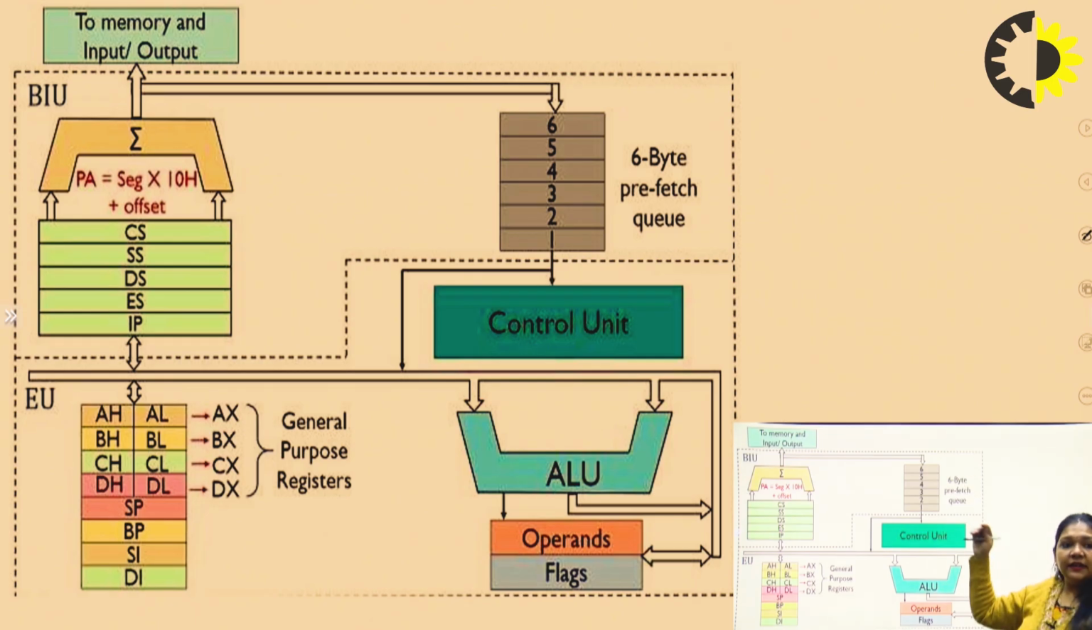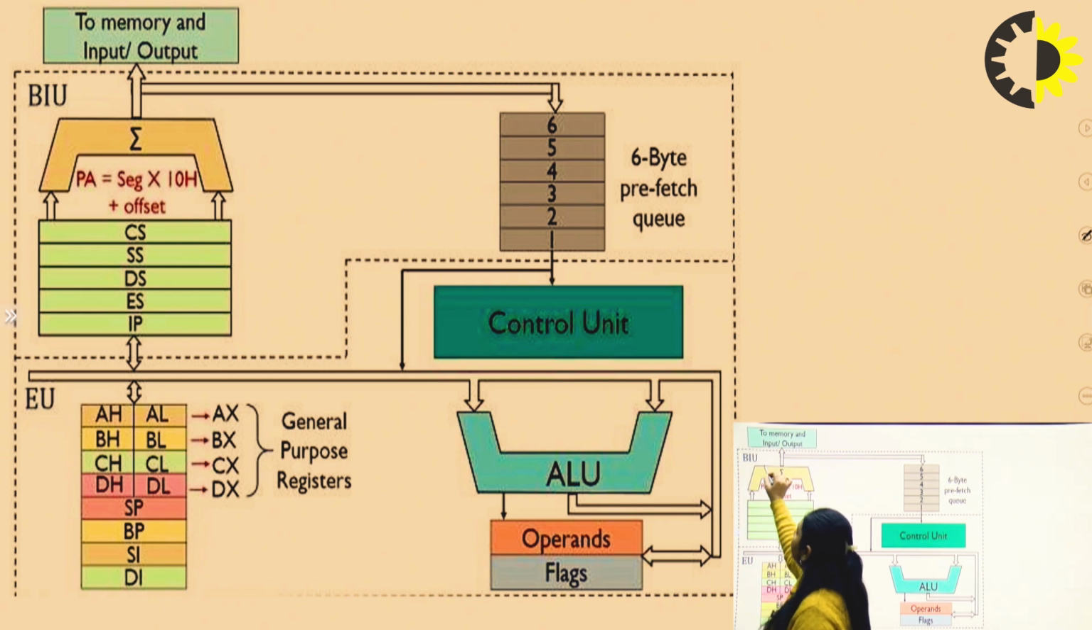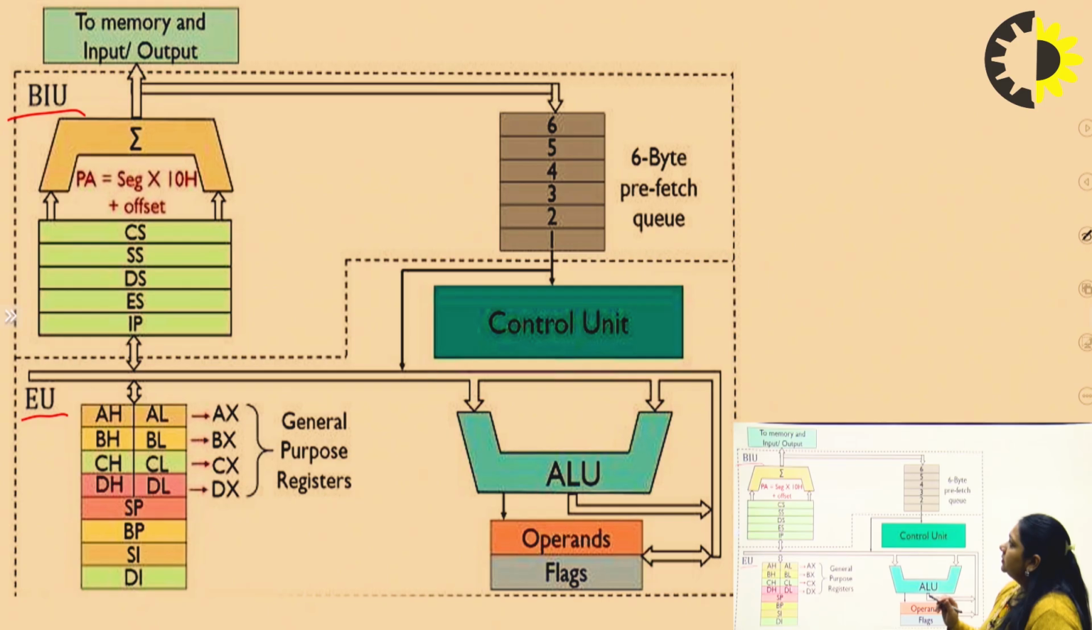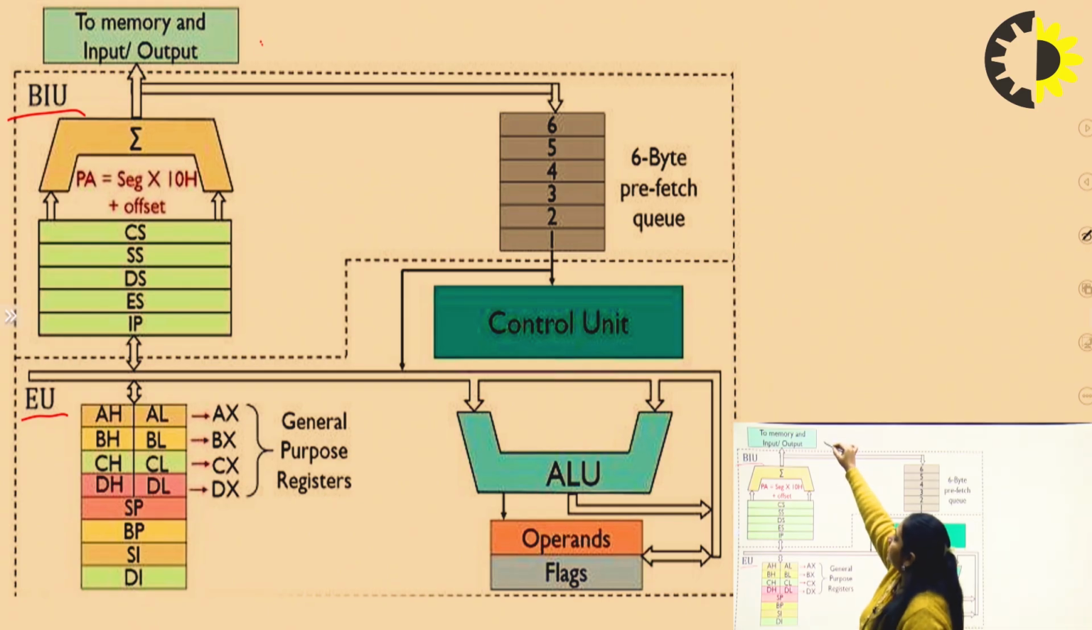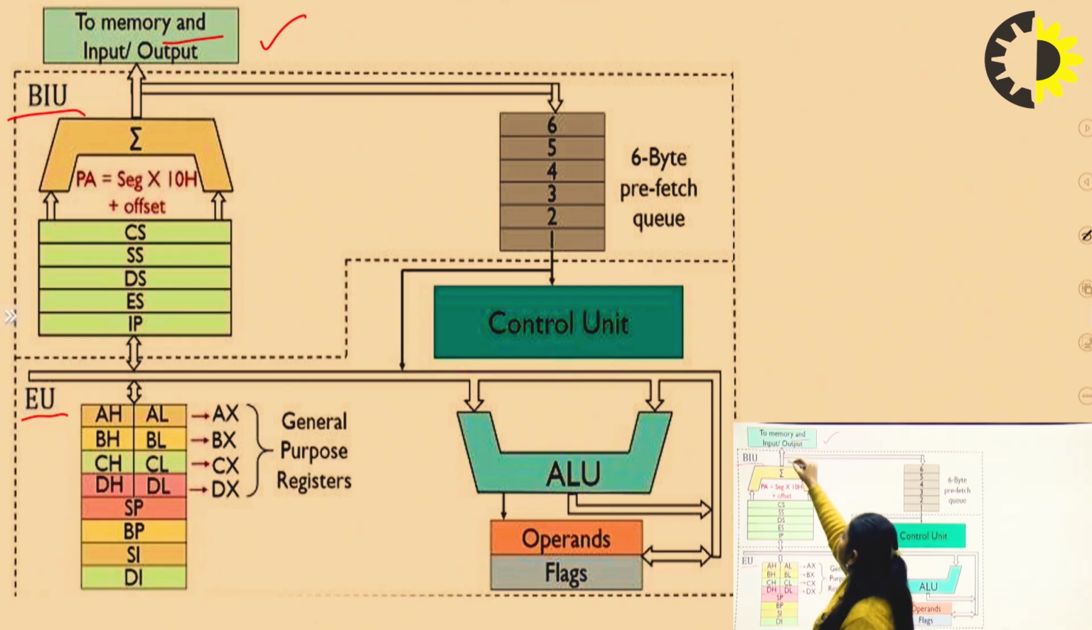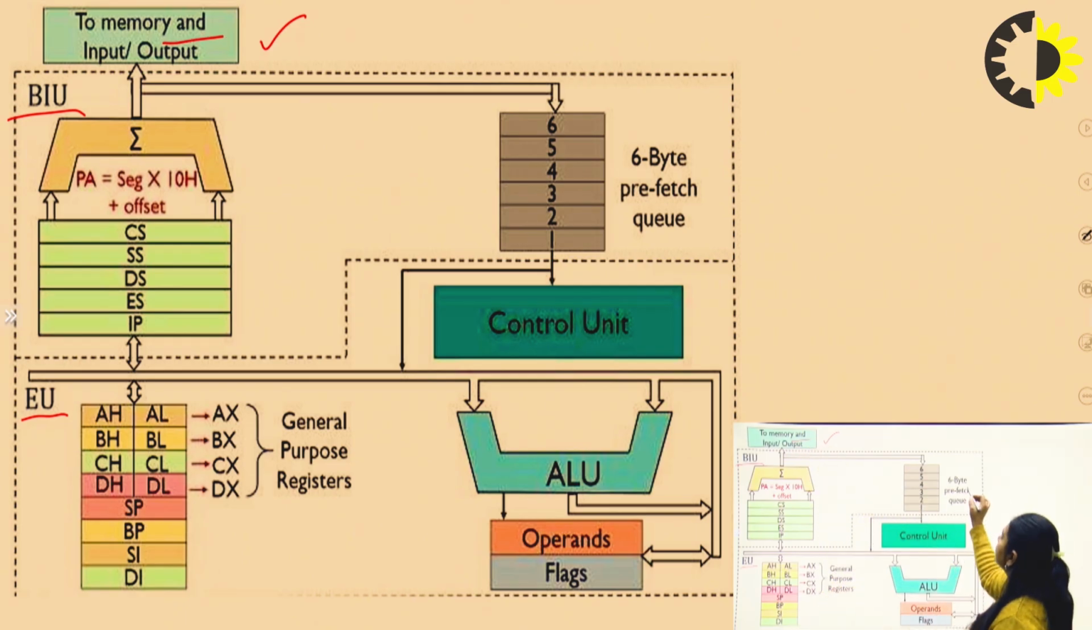architecture is further divided into two parts. This is BIU, that is bus interface unit, and this is EU, the execution unit. So this is the outer part where we are dealing with the memory and the input output. Here there are some blocks. This is the 6-byte prefetch instruction queue.